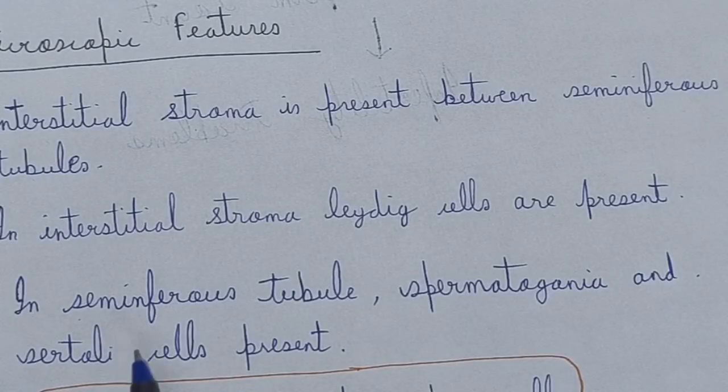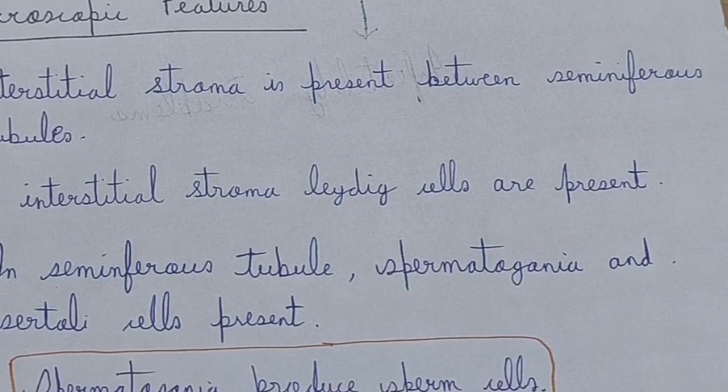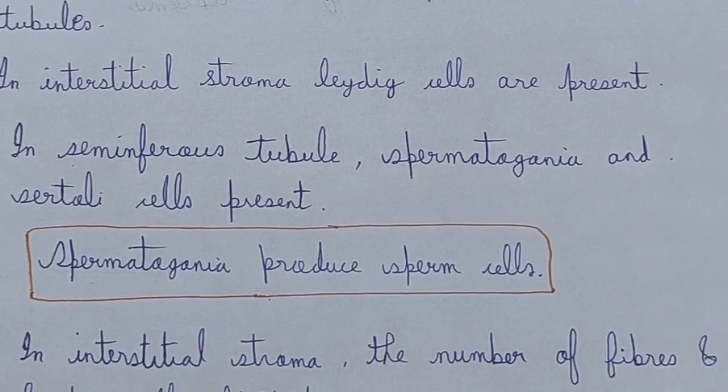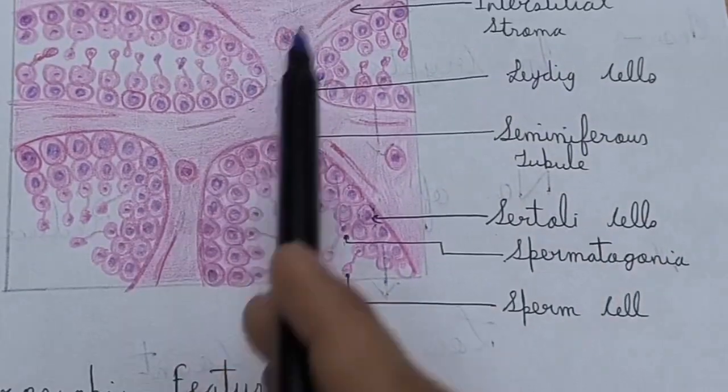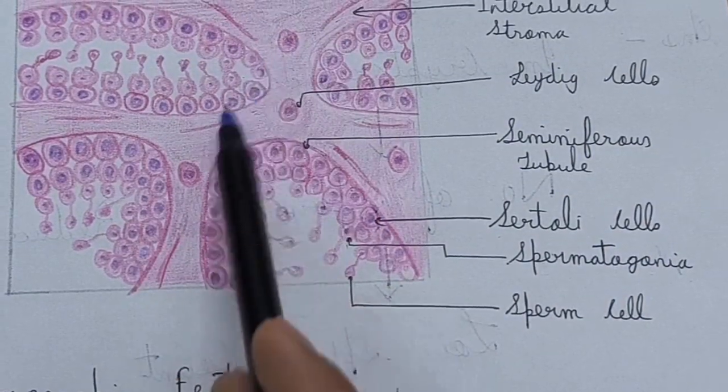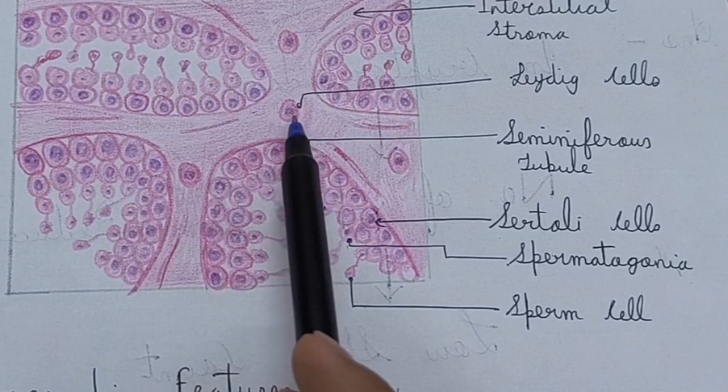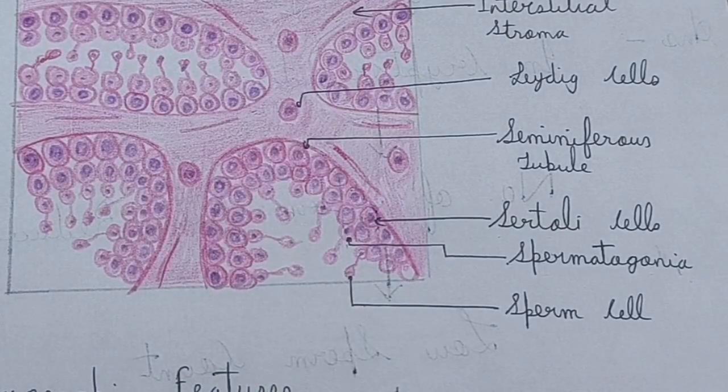So see that, in seminiferous tubules, spermatogonia and Sertoli cells are present, and spermatogonia produce sperm cells. Also see the fourth point, as I've already mentioned, that in the interstitial stroma the number of fibers and Leydig cells is limited. Here fibers are there but in a limited range, and Leydig cells are also there in a limited range.